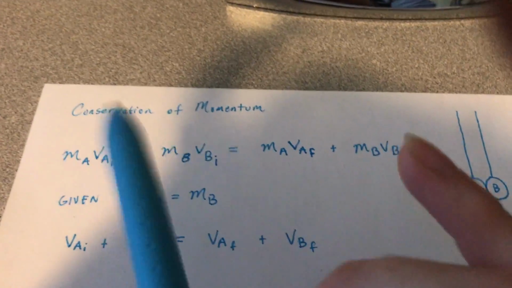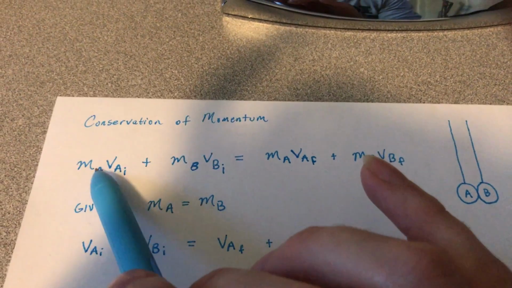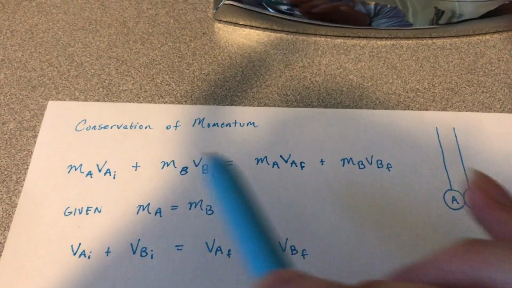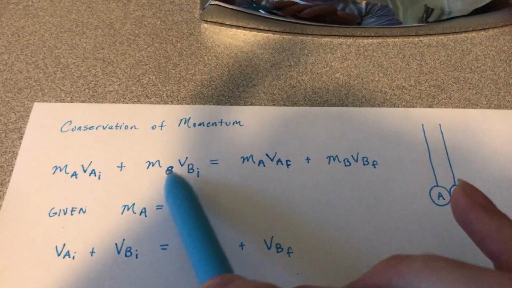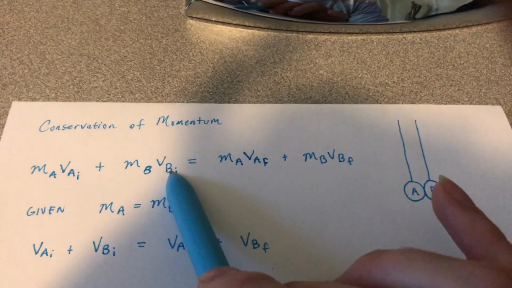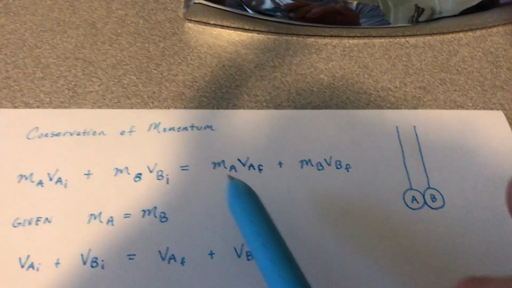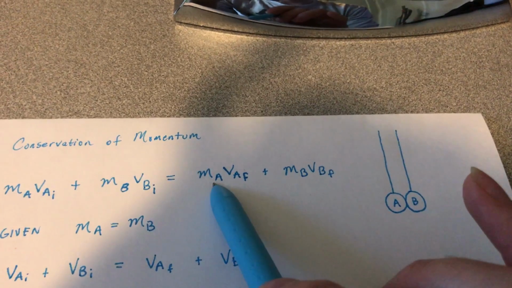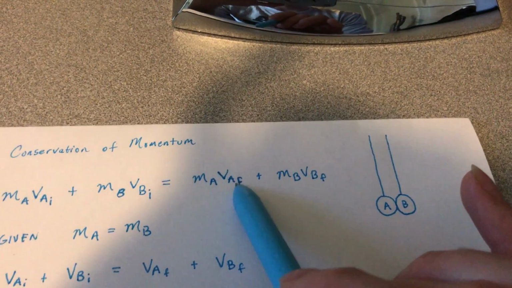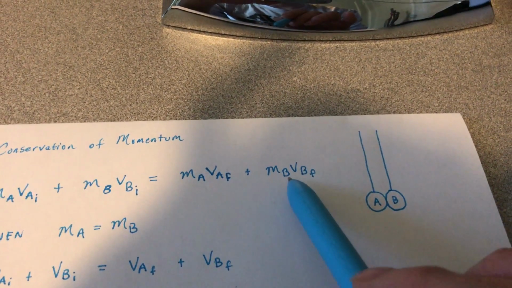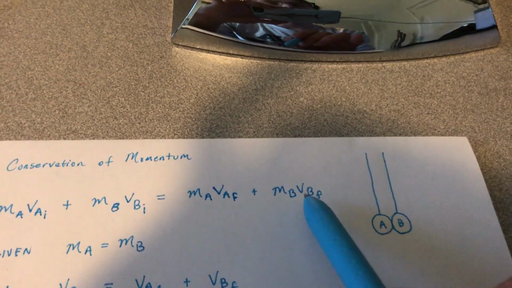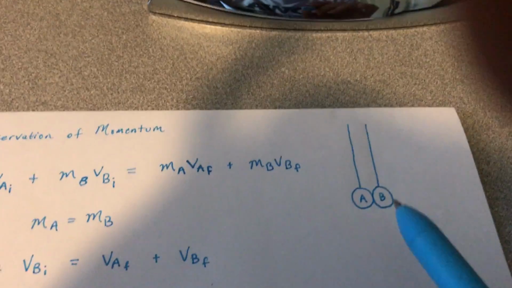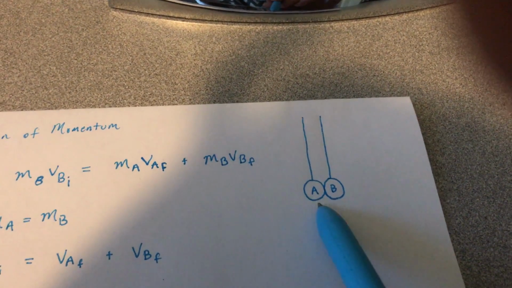So the conservation of momentum is given by this equation. The mass of some object A times its initial velocity plus the mass of some object B times its initial velocity is going to equal that mass of A times its final velocity plus that mass B times its final velocity. In our experiment, the bobs in the cradle, so we've got A and B, are shown here.